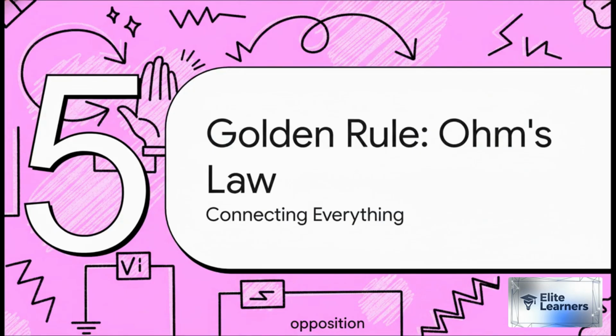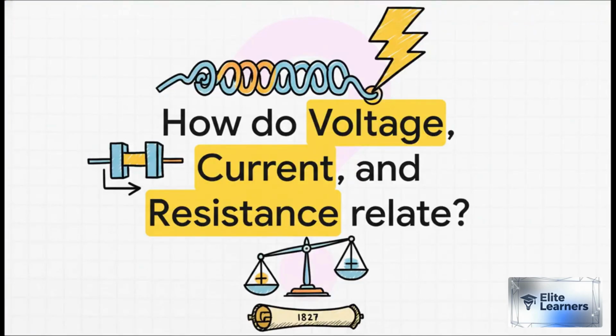All right, it's time to put all the pieces together. We have the push, that's voltage. We have the flow, that's current. And we have the opposition, that's resistance. Now let's see how they're all connected by one simple, elegant, and super powerful rule. This is the big question. If you can understand this relationship, you can pretty much design any circuit you can imagine. And the guy who figured it out was George Ohm, way back in 1827.